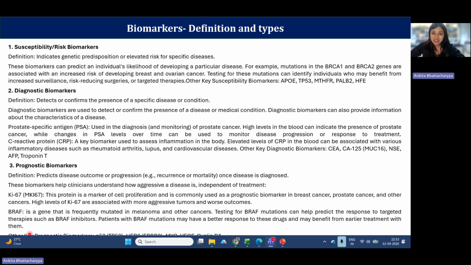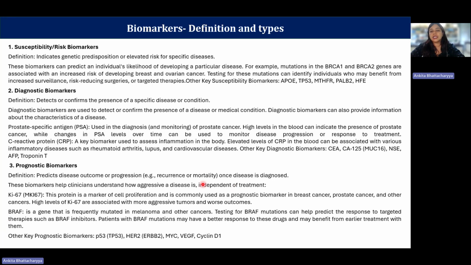When we say disease outcome, it usually refers to cancer itself, and what it means is whether there's going to be a disease recurrence, or if the individual is eventually going to die of the disease after diagnosis. So these biomarkers help a clinician or a doctor understand how aggressive the disease is in that individual, and how much treatment is necessary.